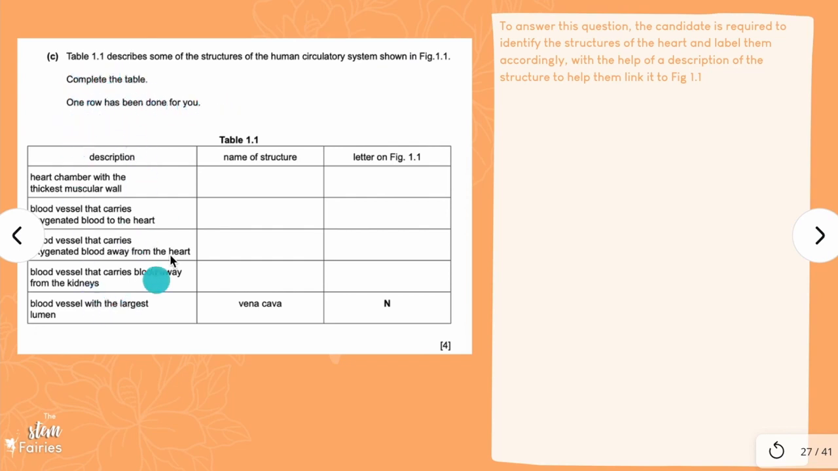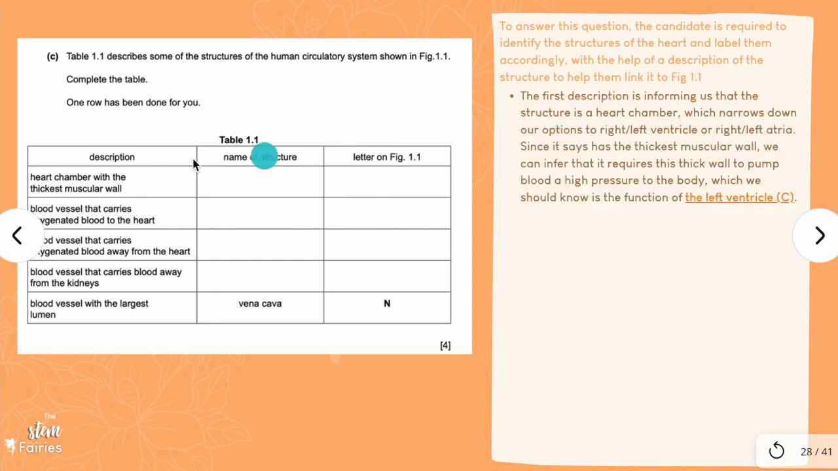So on the left side of the table, we're given the descriptions of the structures which we have to name, and we have to identify which letter on figure 1.1 they correspond to. In order to answer this question, the candidate is required to identify the structures of the heart and label them accordingly with the help of a description of the structure found on the left side of the table to help them link it to figure 1.1.